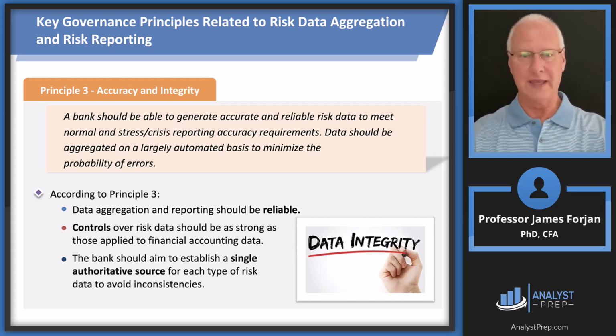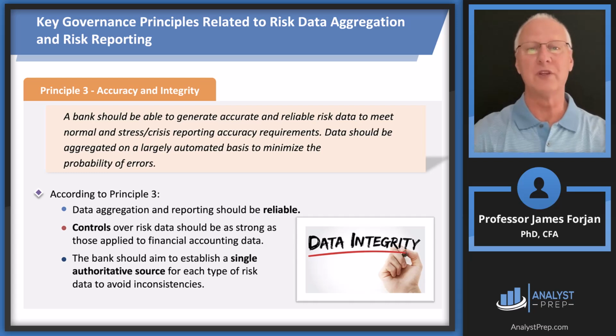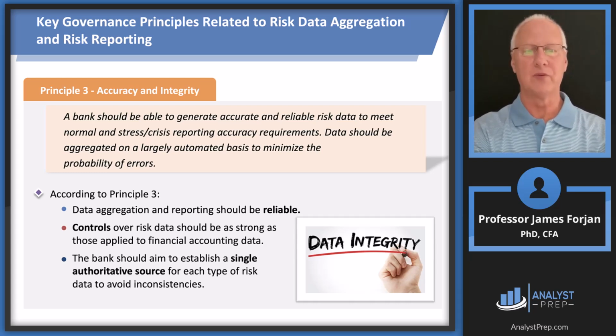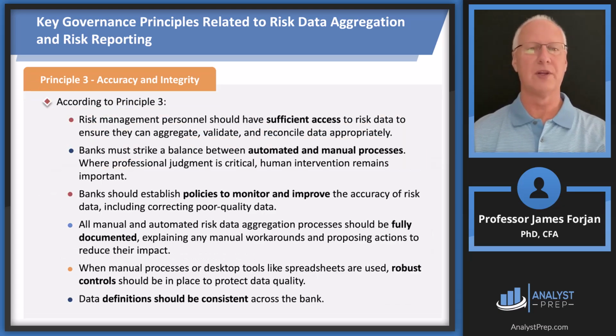So make sure that it can be accurate, right? We got it out of the Wall Street Journal, but where did it come from? What is the source? So make sure that you identify those two. And there we go. Principle 3, it should be reliable. There should be controls. We should establish a single authoritative source.